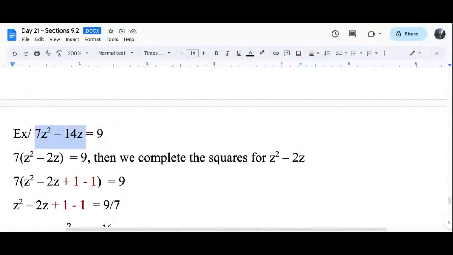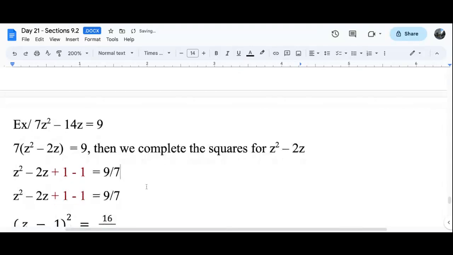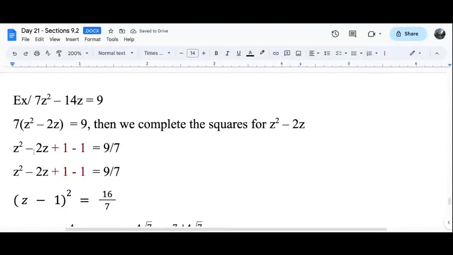Well, let's see more. Let's see this one. Well, 7z squared minus 14z equals 9. So what do we do? We factor out the number before z squared. So factor out 7, right? So that becomes parentheses z squared minus 2z. Now let's divide by 7 on both sides. I think this way is easier for us. So we divide by 7. Then we only have z squared.